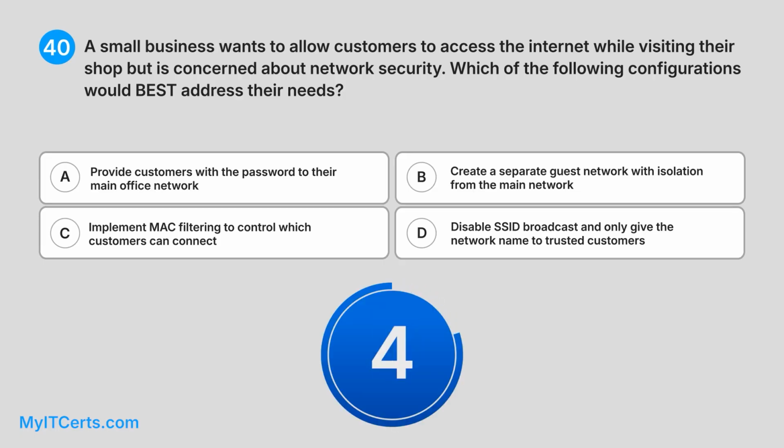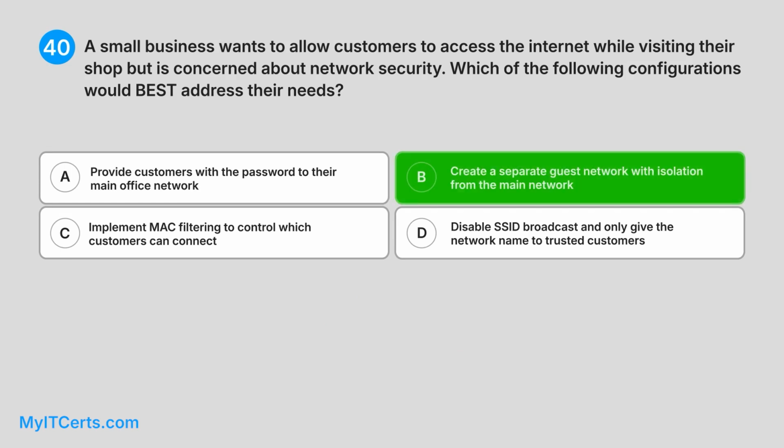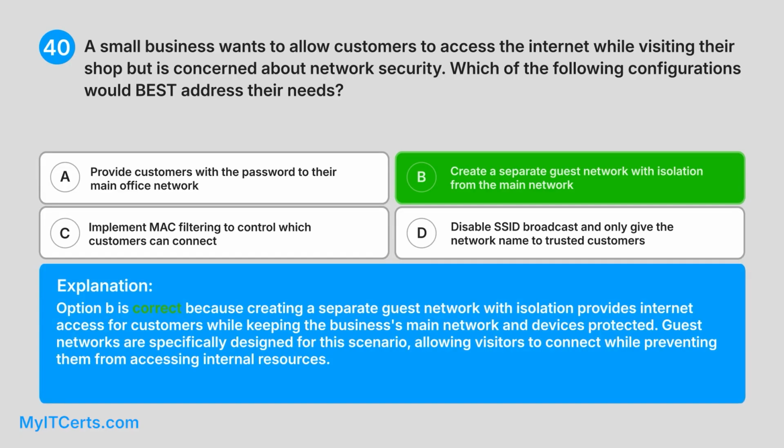Do you know the answer? Correct answer. B. Create a separate guest network with isolation from the main network. Explanation. Option B is correct because creating a separate guest network with isolation provides internet access for customers while keeping the business's main network and devices protected. Guest networks are specifically designed for this scenario, allowing visitors to connect while preventing them from accessing internal resources.